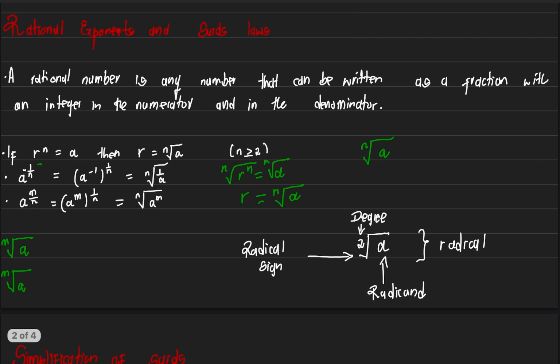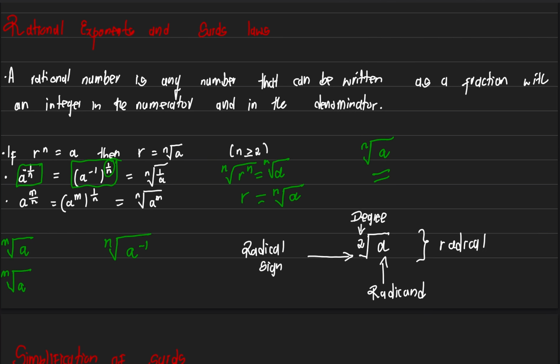Secondly, we have this law. a to the power negative 1 over n is the same as a to the power negative 1, all multiplied by 1 over n. So 1 over n indicates the nth root. Before we had this whole thing, it was the nth root of a to the power negative 1.